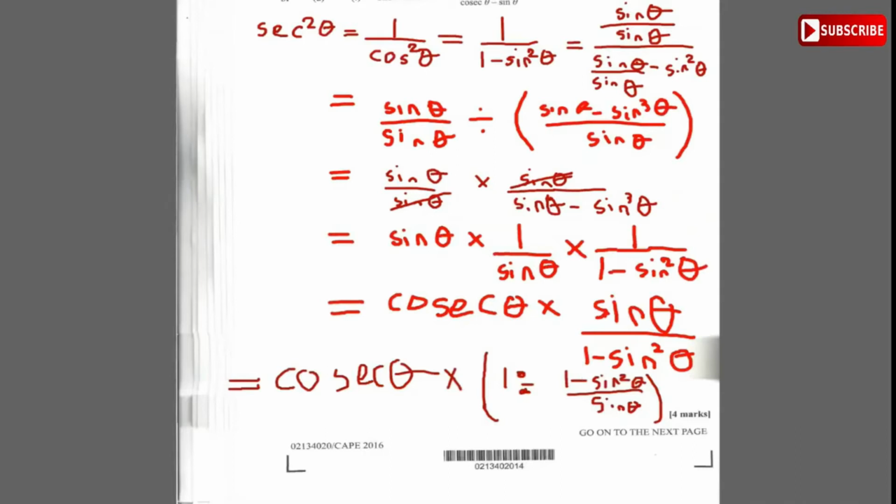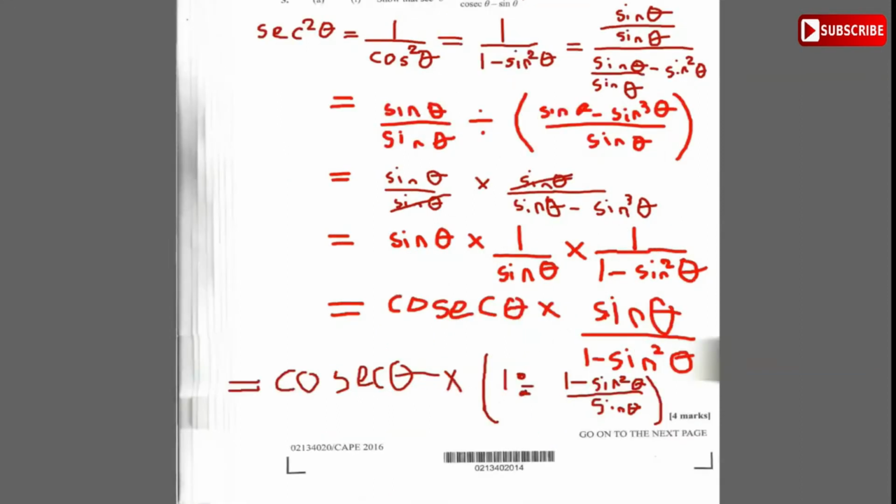Now, sine theta over 1 minus sine squared can be written as, so now we're multiplying by, put a bracket. You're going to say, why is this bracket here now? I'm going to rewrite sine theta over 1 minus sine squared as 1 being divided by 1 minus sine squared theta over sine theta. But then 1 minus sine squared theta over sine theta, that part is cosec minus sine.